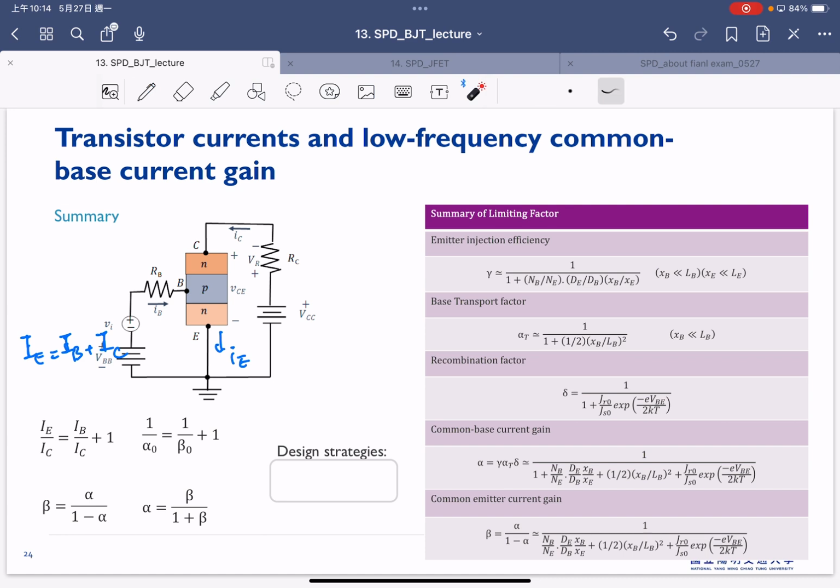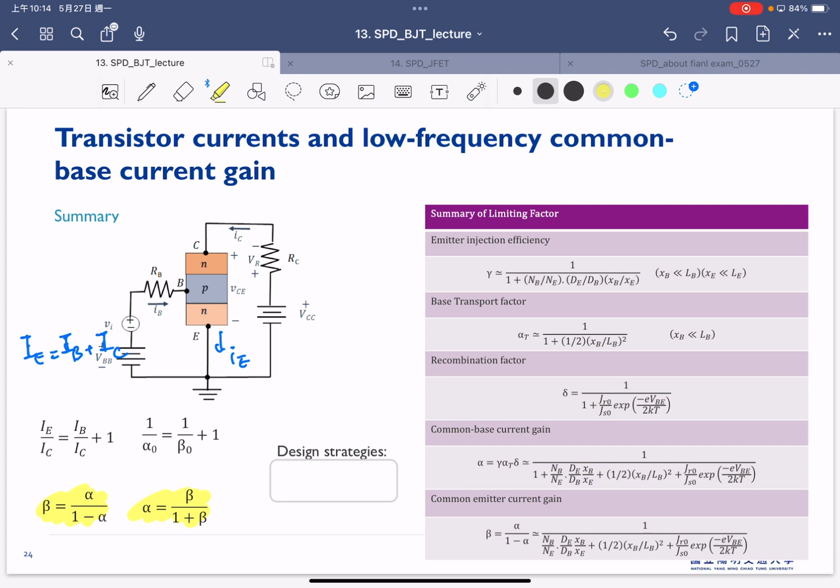And therefore, you can have these equations if you just divide by the collector current, and then you can have this one, and this one is exactly equal to this one. So finally, we can have this equation that allows us to switch between the beta and alpha.